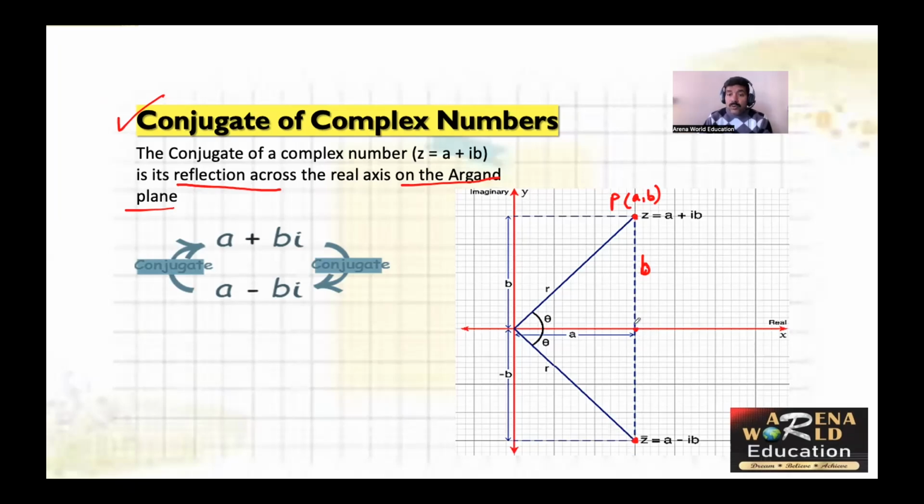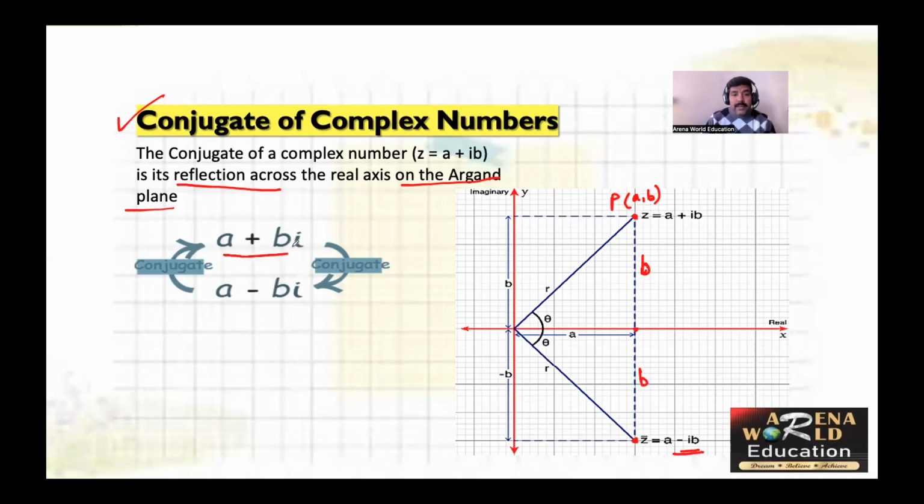Now we will go b units down from the x-axis, right? But here it is what? It is the negative y-axis, right? So here what we will do, a will be the same, but we will change the sign of the imaginary part, right? So it is a minus iota b. Or in this way, you can easily understand the conjugate of a complex number.